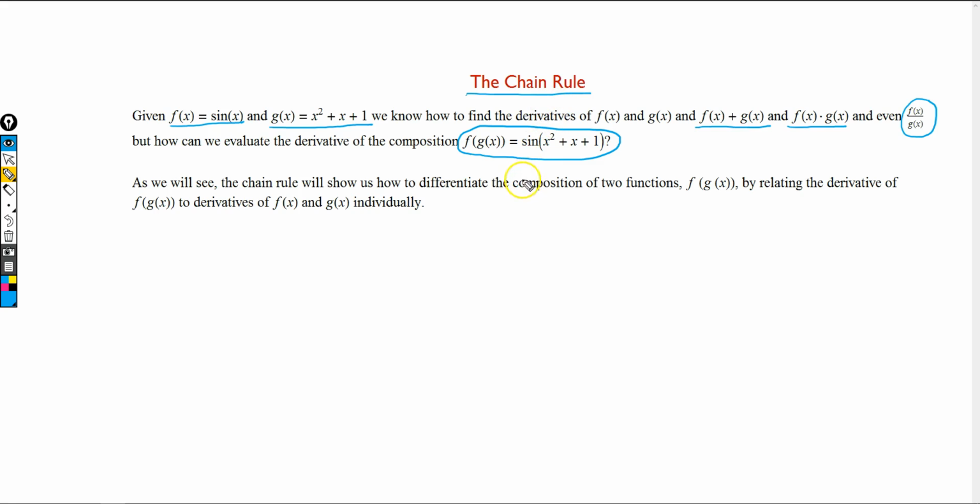And the way the chain rule works is it allows us to evaluate the derivative of the composition of two functions by relating the derivative of the composition to the derivatives of f of x and g of x individually. That's the way the chain rule works. All right, now let's take a look at this.